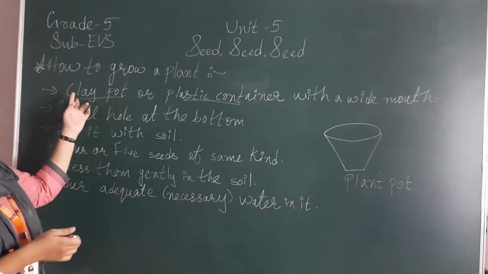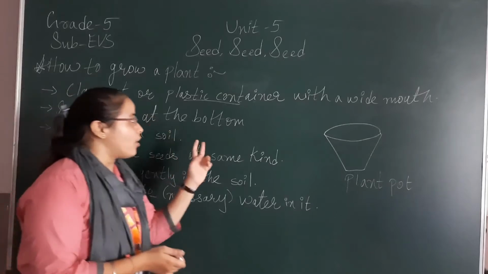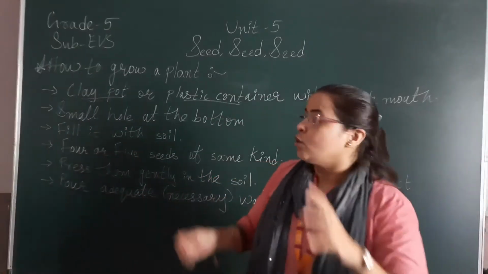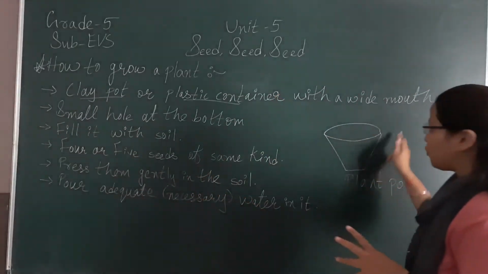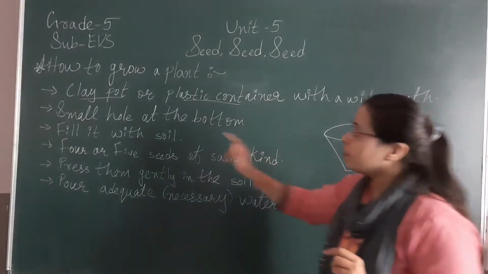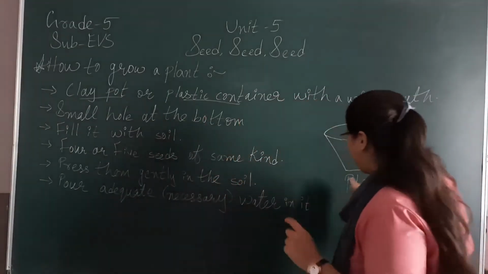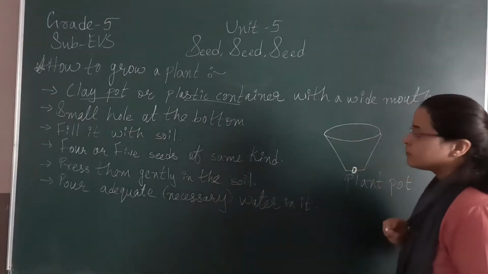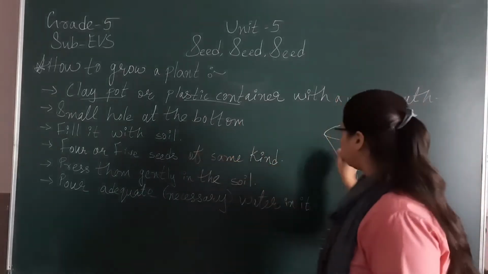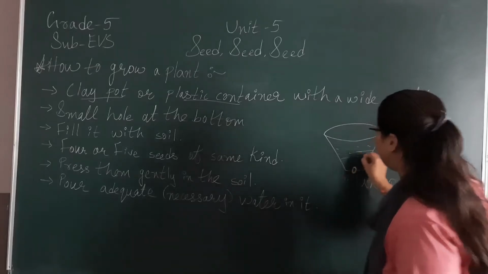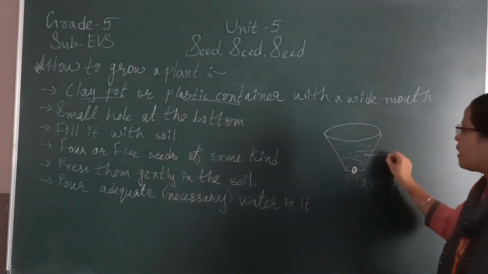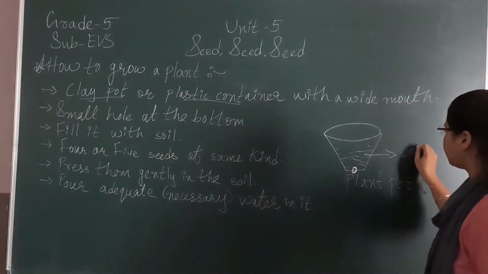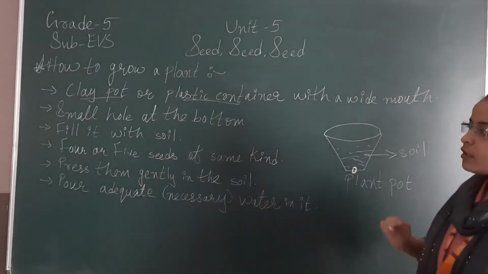Now here we have to collect a clay pot or a plastic container with a wide mouth, like I told you, and then a small hole at the bottom. What we have to do? We have to make a small hole here at the bottom. Then fill it with soil. Then we have to fill it with the proper soil. हमें इसे किसके साथ fill कर देना है? This is soil. Okay, I have filled it with soil.